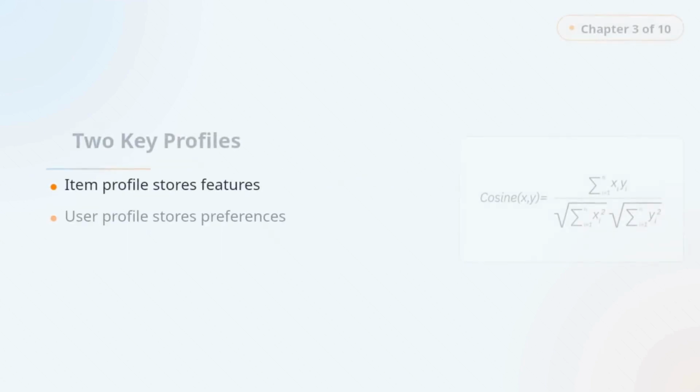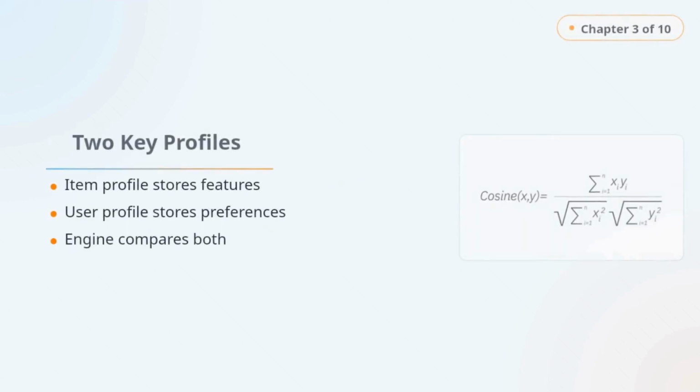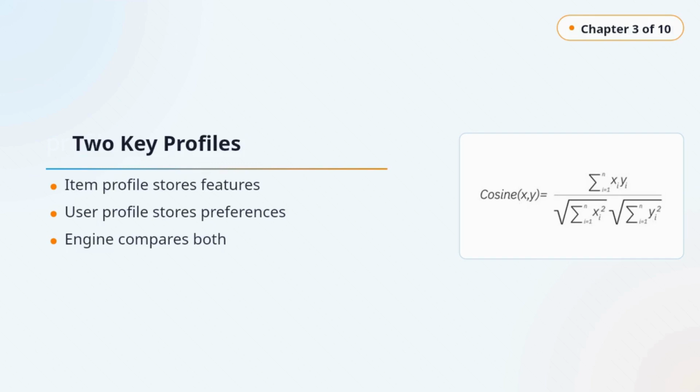A content-based recommender mainly works with two profiles. First is the item profile, which contains the features of an item, like genre, release date, author, or metadata. Second is the user profile, which captures user preferences through likes, dislikes, ratings, searches, and past interactions. The recommendation engine compares these two profiles to predict what the user may like next.